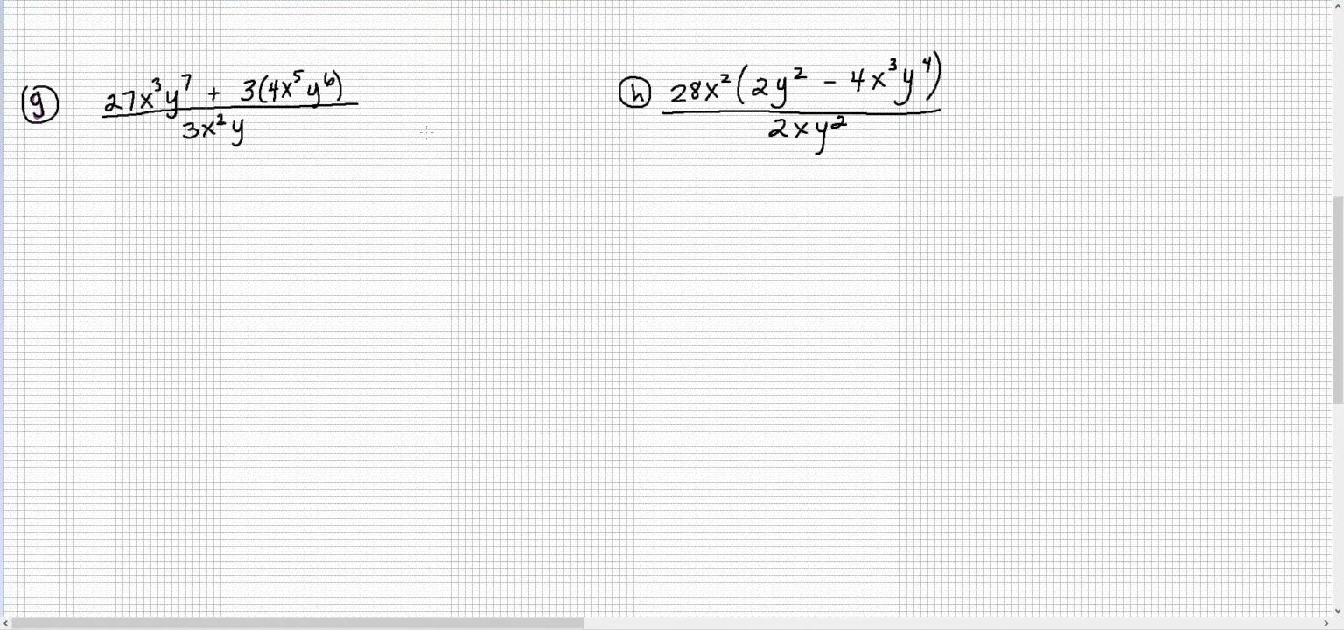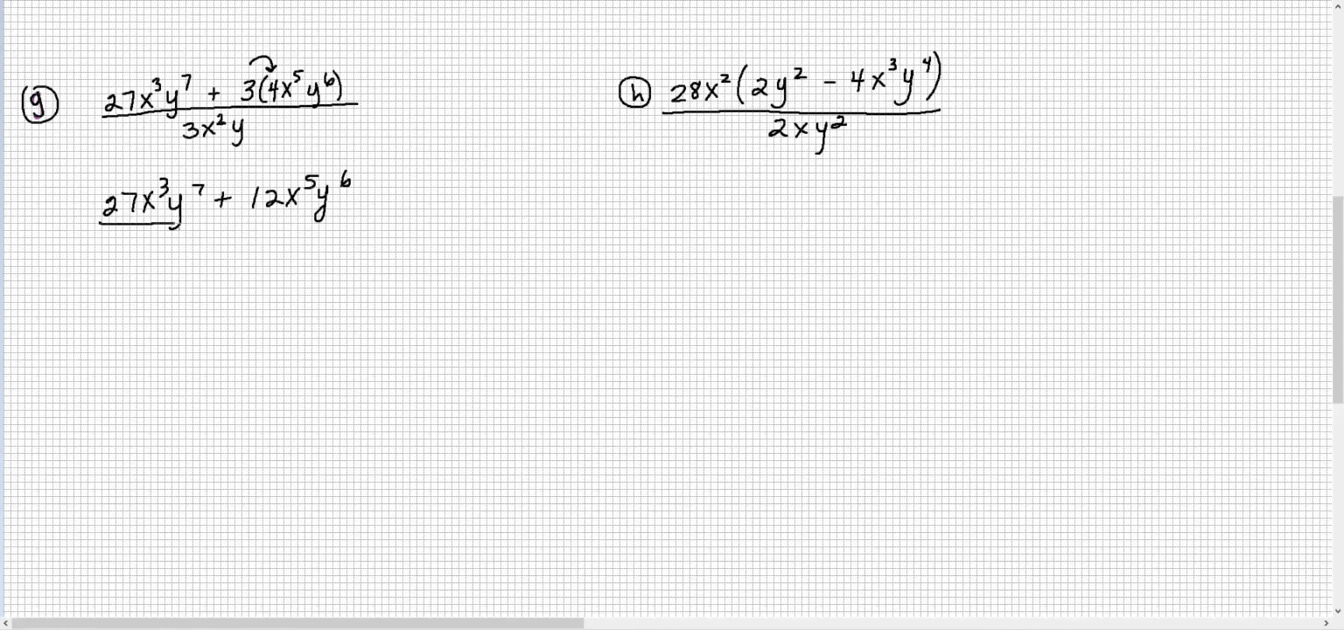Alright, the last two problems in the first section. And what you need to notice here is that this denominator is only one term. So then this is monomial division here, because there's no plus or minus in the denominators. So that means it's monomial division. The first thing you need to do is you need to distribute in the numerator. This is already by itself. But here we have to multiply this by 3. So 3 times 4 is 12.